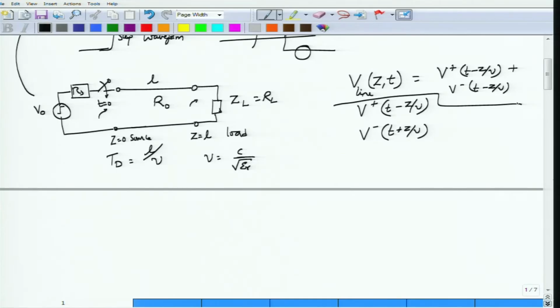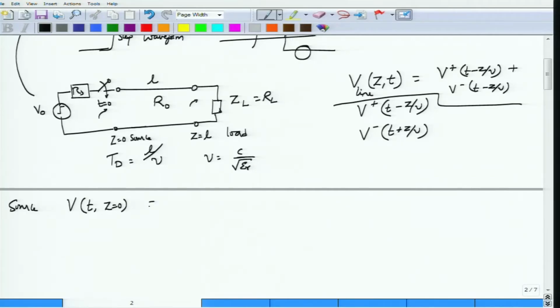Okay, we can similarly find out the line voltages, since the line voltages have to be continuous, right? So there is line voltage that is coming in here. This voltage must exactly be equal to the voltage at the source side. This must be equal to the voltage at the load side, right? So at the source side, what is the voltage on the transmission line? Source occurs at Z equal to 0.